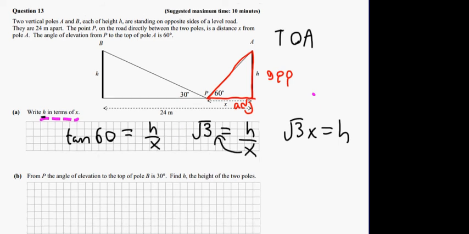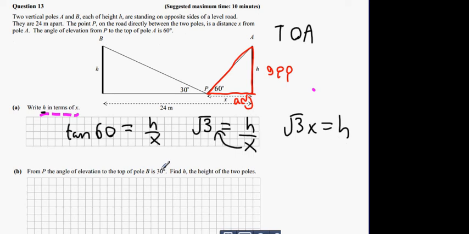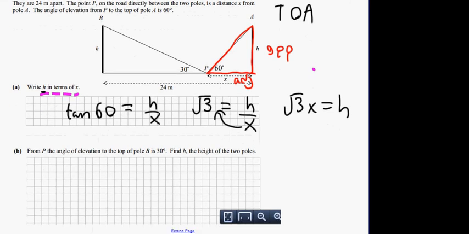Okay. From P, the angle of elevation to the top of the pole is 30 degrees. Find h, the height of the two poles. Okay, now this is interesting. This triangle here, which I'm going to colour in green right now. Now, this one here. What I'm going to do is find out what tan 30 is. Now, what length is it from here to here, in between the two black dots? Can anybody tell me?